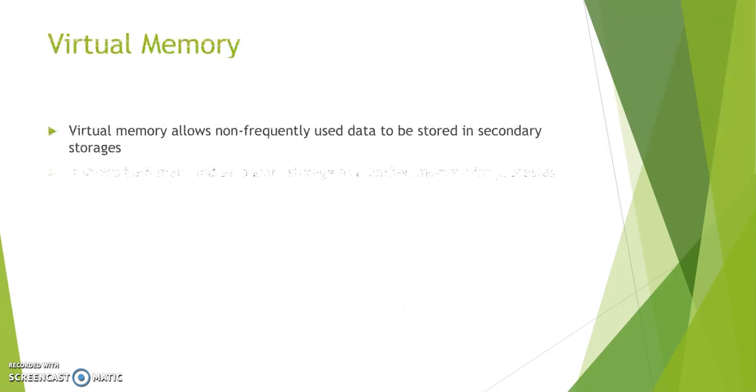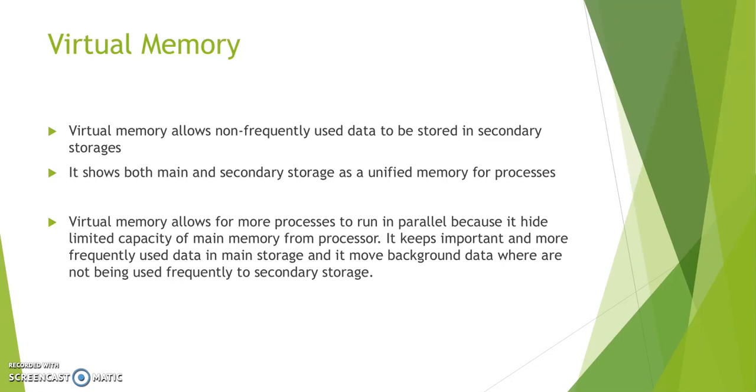Virtual memory allows non-frequently used data to be stored in secondary storage. It shows both main and secondary storage as unified memory for processors. Virtual memory allows more processes to run in parallel because it hides the limited capacity of main memory from processors. It keeps important and more frequently used data in main storage, and it moves background data that are not being used frequently to secondary storage.